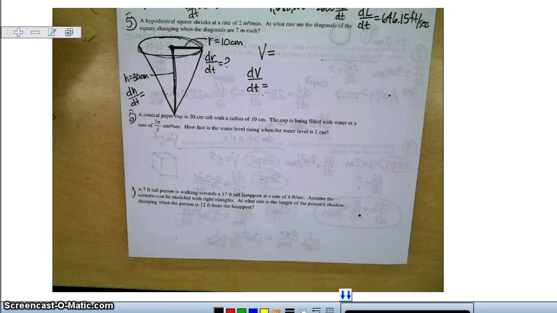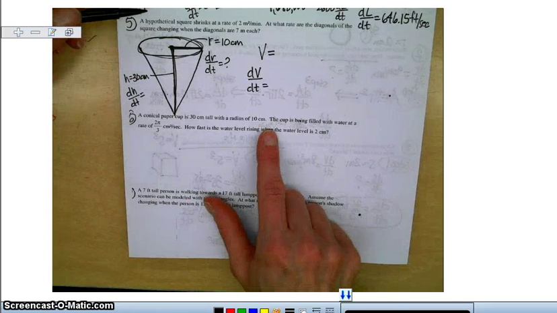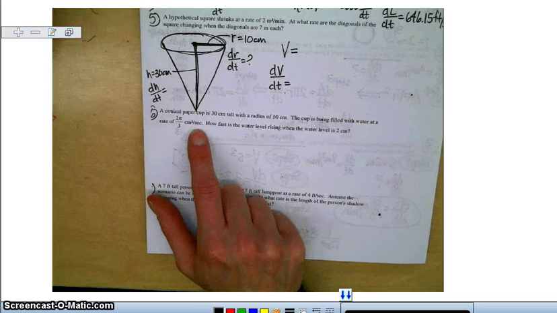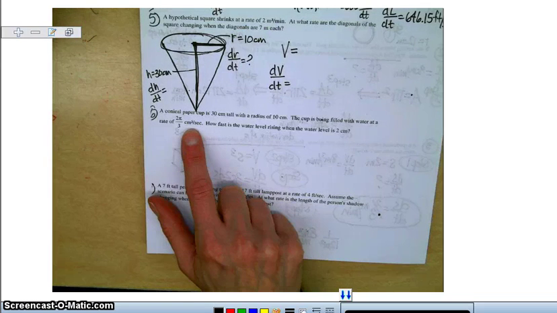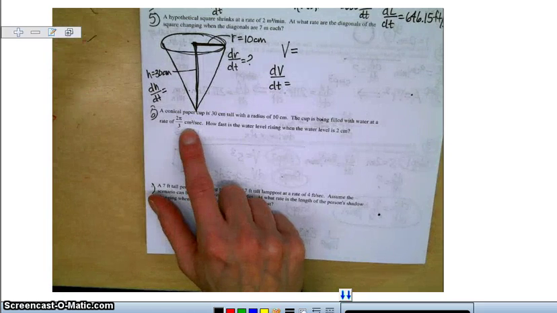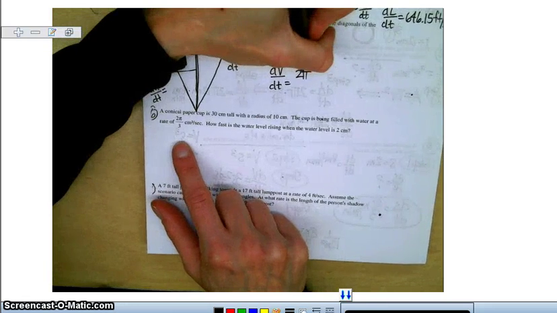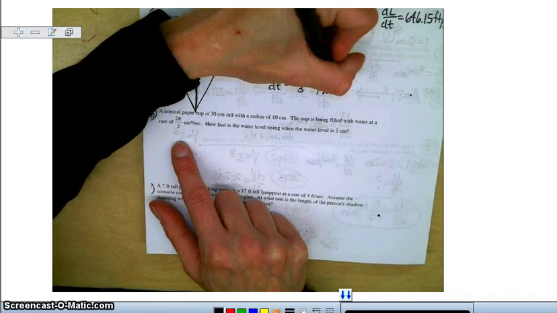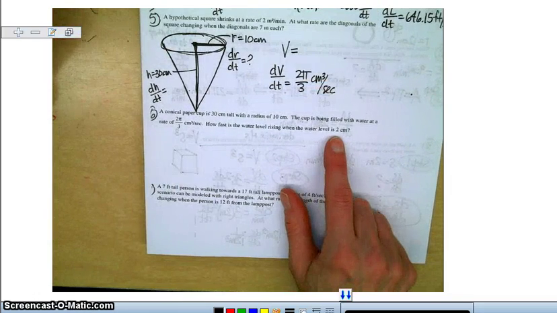So, I've used the 30 and the 10. And what's 2 pi over 3 centimeters cubed per minute? Rate of change of what? How do you know it's the volume? Because it's cubed. So this is dV over dt. And where is the 2 centimeters?